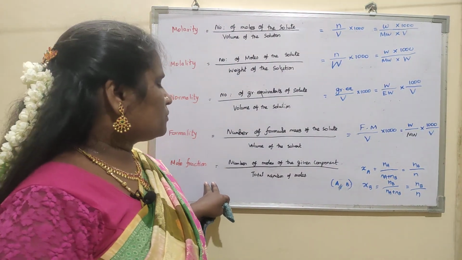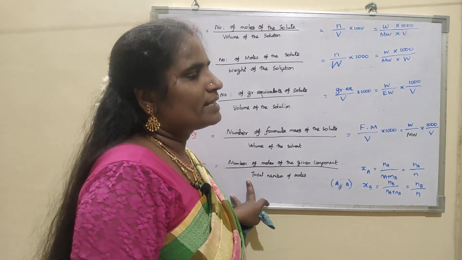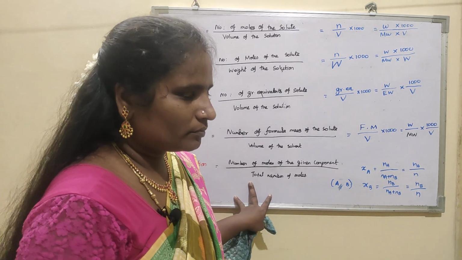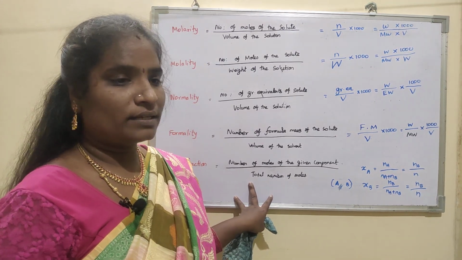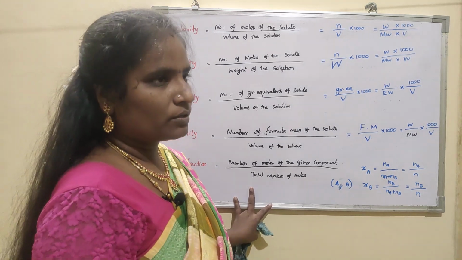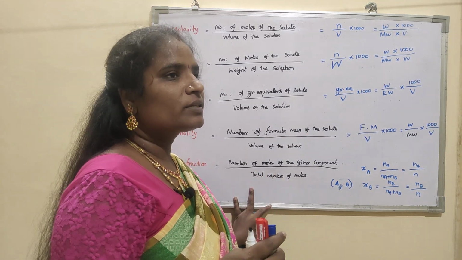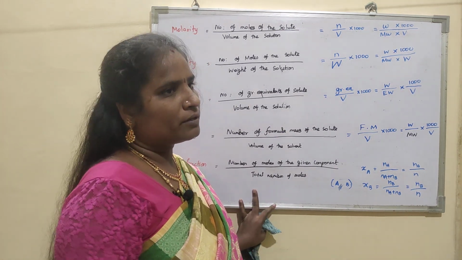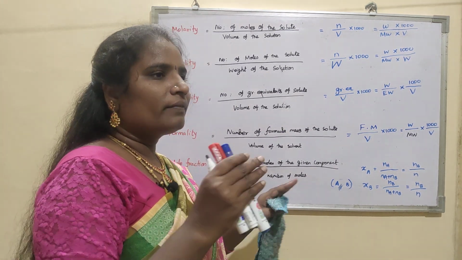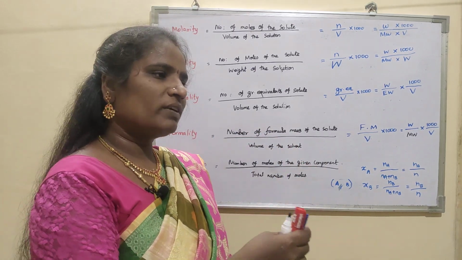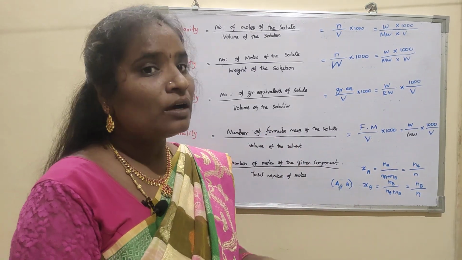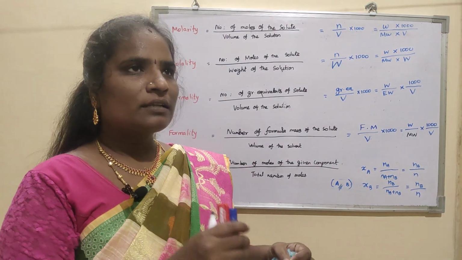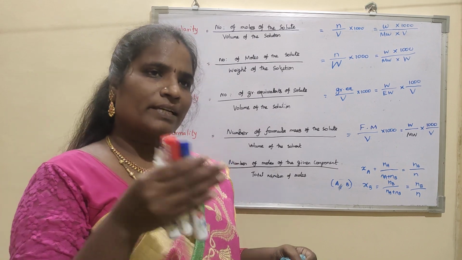And mole fraction. For example, if I have salt and water, there are two components, and they make the solution, right? So I have to calculate how many moles of salt are there and how many moles of water are there. When I calculate the moles of each component individually and add them, I get the total number of moles. So if I want to calculate it for the salt, it is the salt moles divided by the total moles.